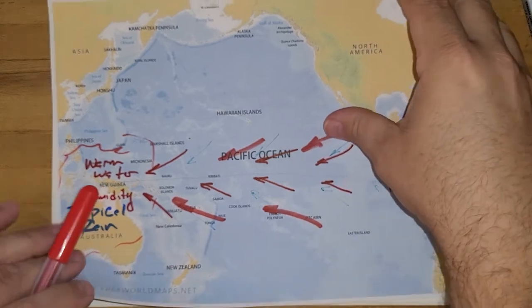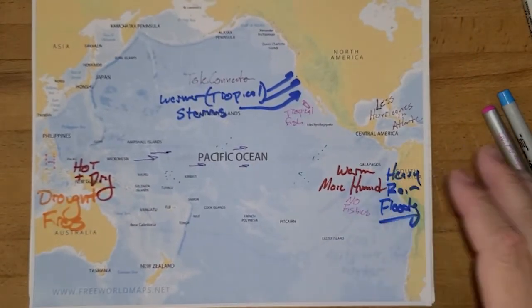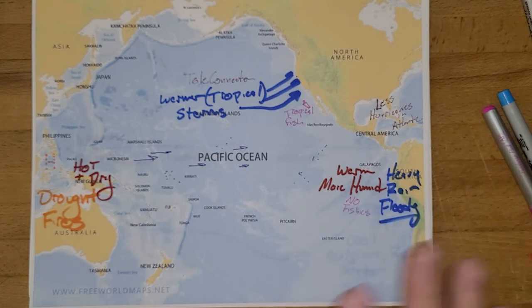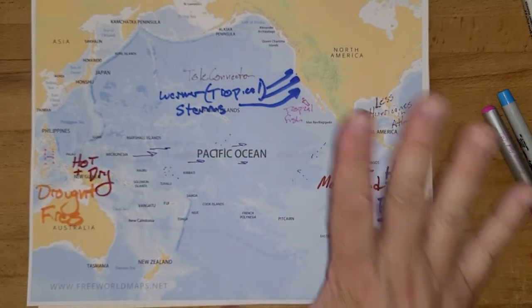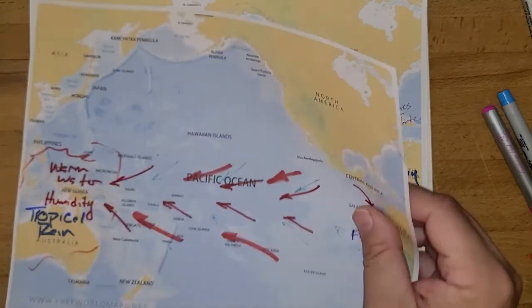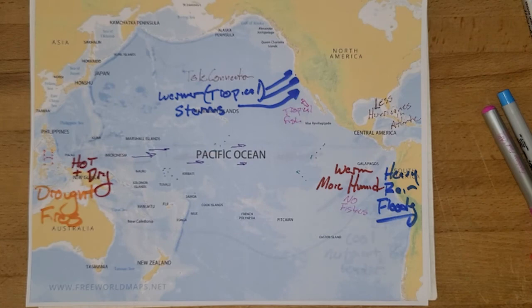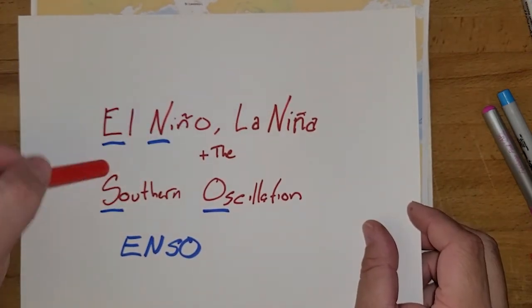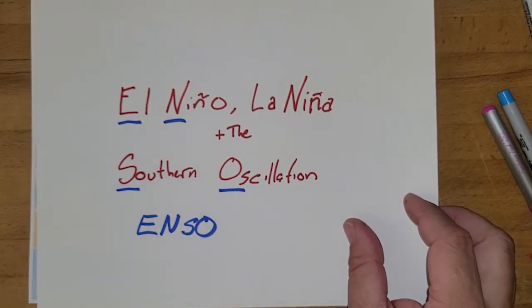If we picture our El Niño and just think, okay, well, it's very binomial, right? It's either the boy or the girl, right? So this would be the boy. It's going to be El Niño, right? And La Niña is just going to be kind of that opposite, but a little bit more than what we would normally see. Okay? So there we go. We have El Niño, La Niña, and the Southern Oscillation, abbreviated as ENSO.